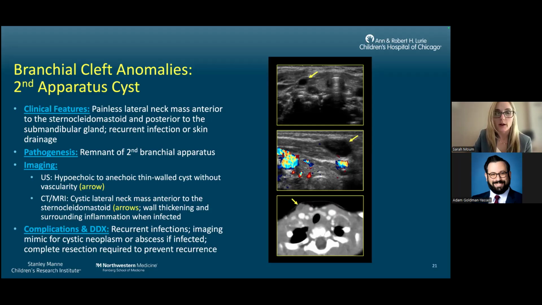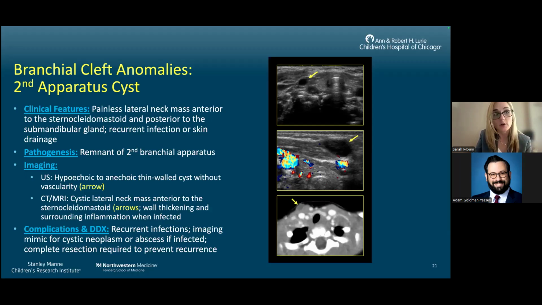Complications to keep aware of. Patients are prone to getting recurrent infections. These lesions can be a mimic for a cystic neoplasm or an abscess if they're infected at the time of imaging. So just something to keep in mind. If you do find these lesions, or if you do have an abscess that presents in clinical practice through the ED, for example, get follow-up imaging till resolution to make sure there is an underlying branchial cleft cyst.